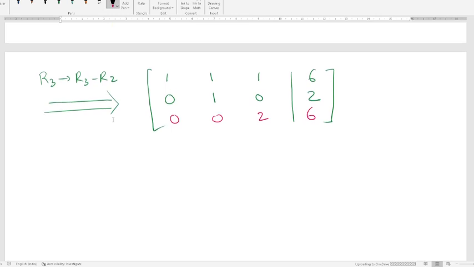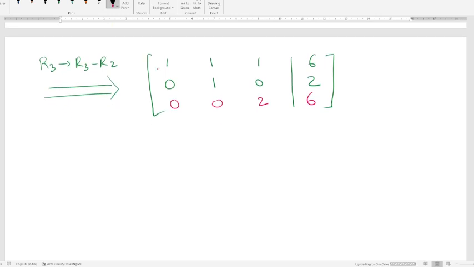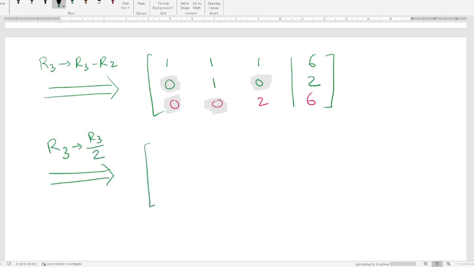Now, if we notice carefully, what have we done? We are nearly at our aim, at our mission. Our mission is nearly successful. We have got these four zeros, right? But in the last row, as you can see, there is a 2 and a 6. So we can again change the last row a little bit. We can do R3 as R3 divided by 2, right? And that will give us the last row to be 0, 0, 1, 3.